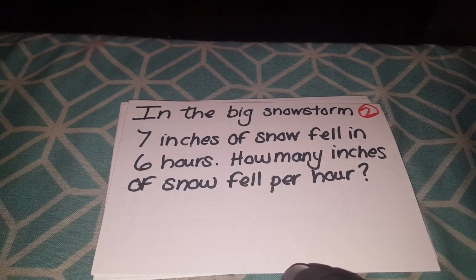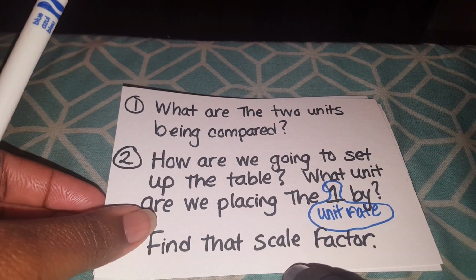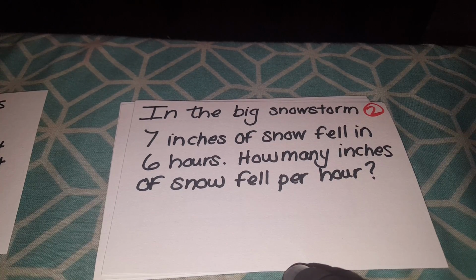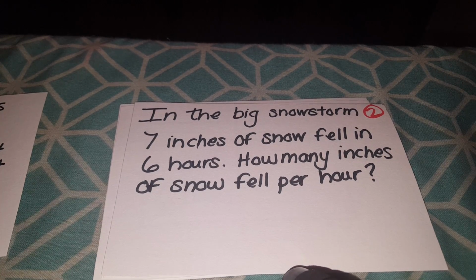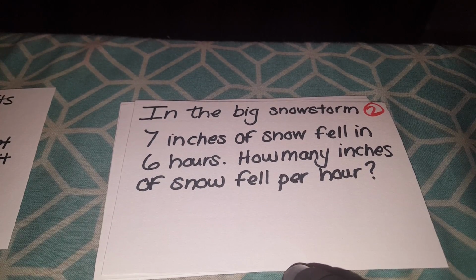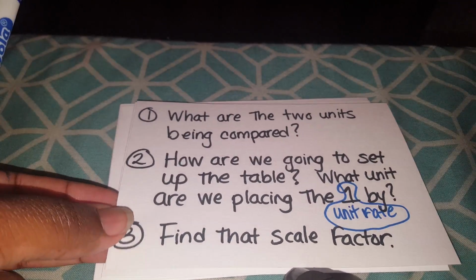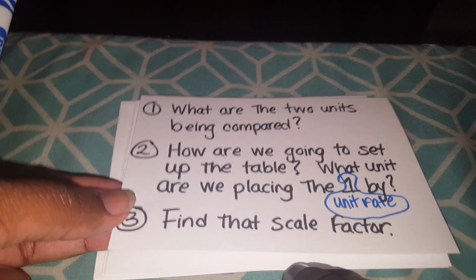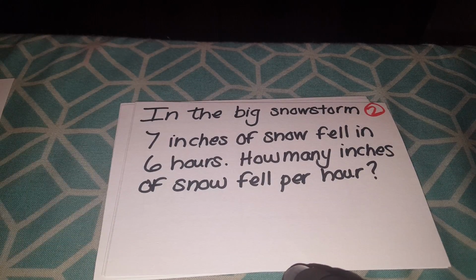Okay, 3 questions again. First one, what are the 2 units being compared? Pause, think about it. If you said inches of snow and hours for the units, you are correct. So inches of snow and hours. So question number 2, how are we going to set up the table? What unit are we placing the 1 by for the unit rate? Okay, so let's pause and let's have somebody set this up.